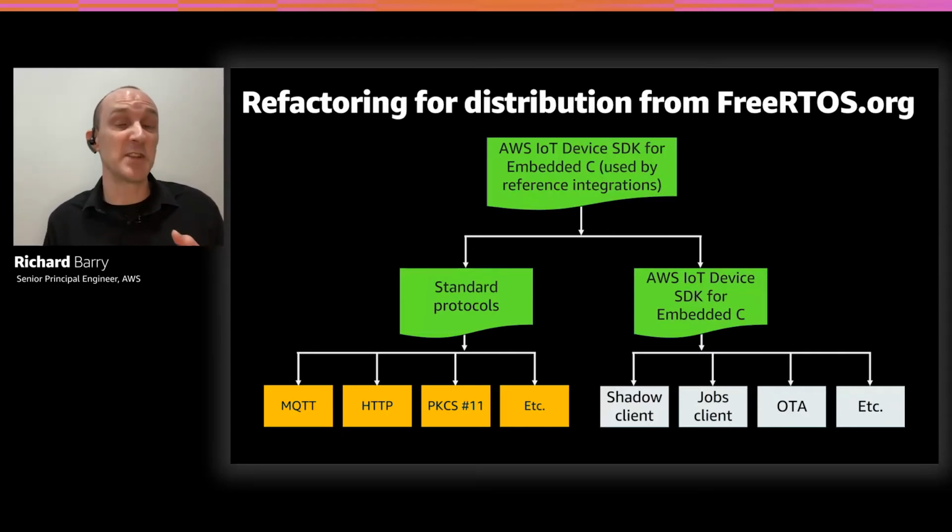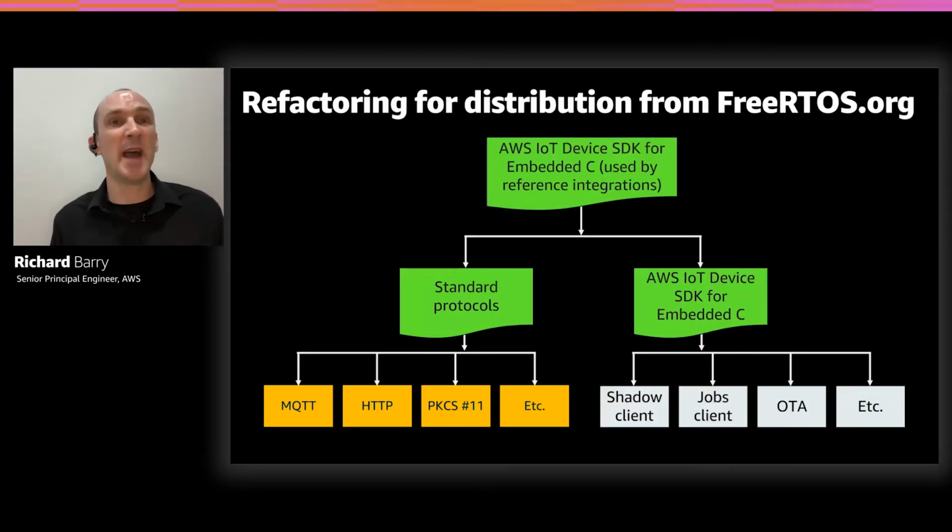The OTA agent I said was AWS specific, and then we also have other clients that give you access to AWS IoT services, like the Shadow client and the Jobs client. And everything else really is just standard internet protocols, okay?